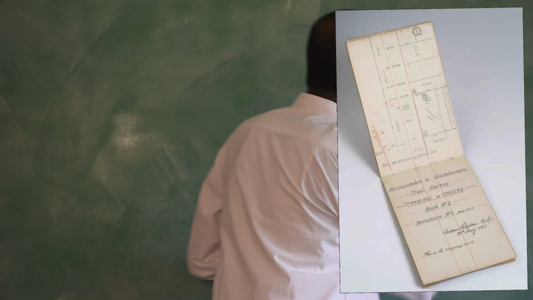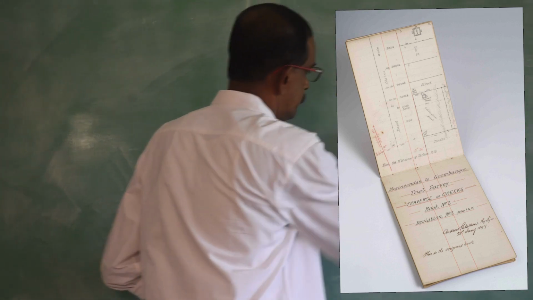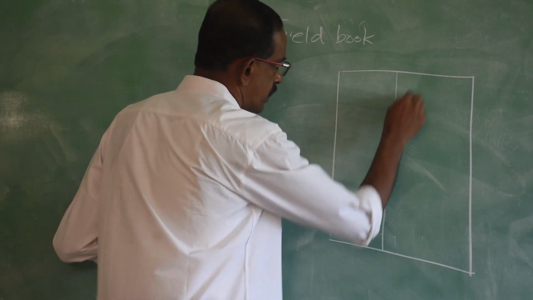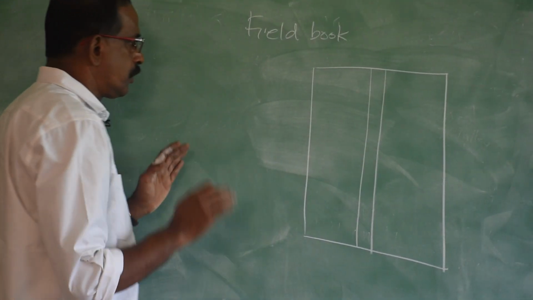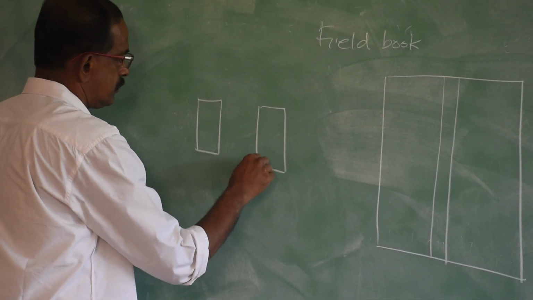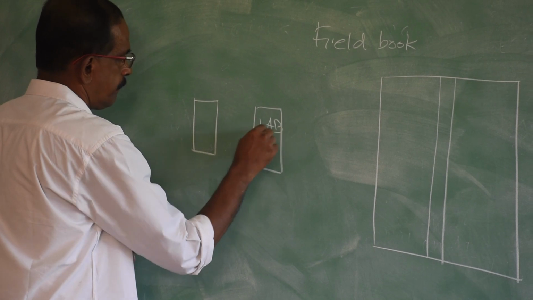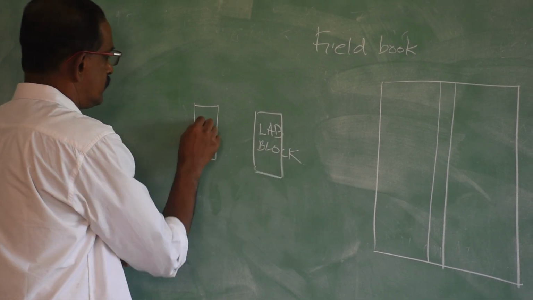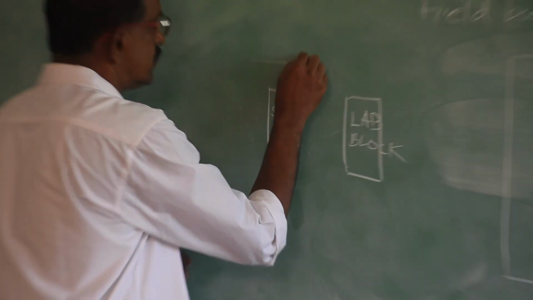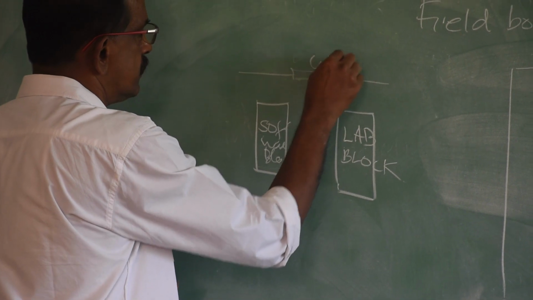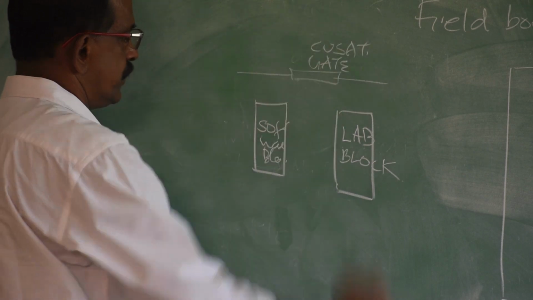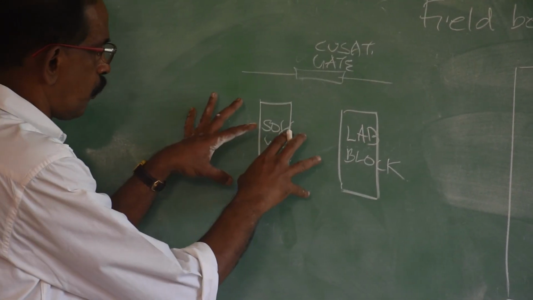I will draw an enlarged view of the field book. So, a small oblong book, and these are the margins 1.5 centimeter apart. Now, assume there is a field like this, one building here, another building here. This is the lab block, and assume this is the software block. Assume there is a compound wall here and the gate, say the CUSAT SOE gate. Now, the purpose is that we have to plot this.